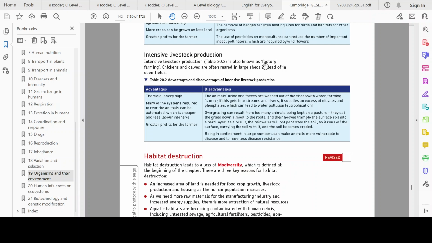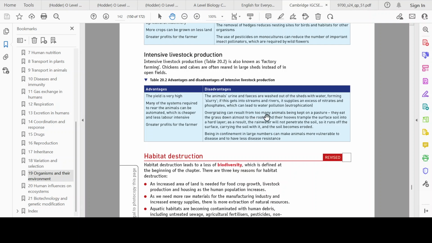That is also known as factory farming. So chickens and calves are often reared in large sheds instead of in open fields. The advantage is that you get a high yield. Many of the systems required to rear animals can be automated, which is cheaper, and there's greater profit. There are problems, obviously. The animals' urine and feces are washed out of the sheds with the water, forming slurry. This goes into the water, right, streams and rivers, and there's an excess of nitrates over there, which will cause eutrophication.